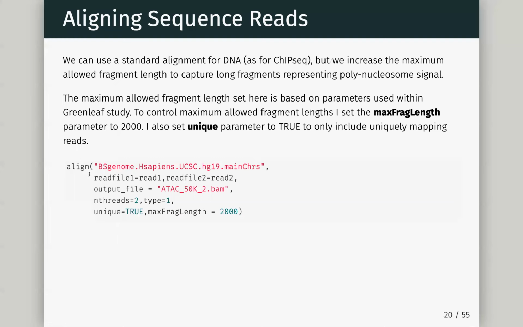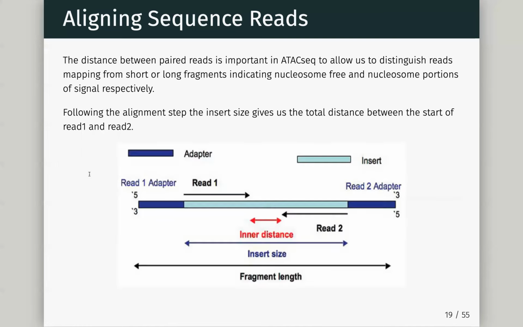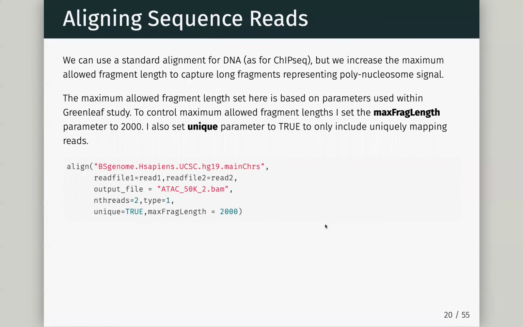We can use that standard alignment of DNA as we did for ChIP-seq, but we need to increase the maximum allowed fragment length. What I was saying about the maximum distance between read 1 and read 2 can often be a little bit bigger than we might expect for ATAC-seq. So that's one parameter we want to change in our normal alignment versus what we saw in the standard Bioconductor.